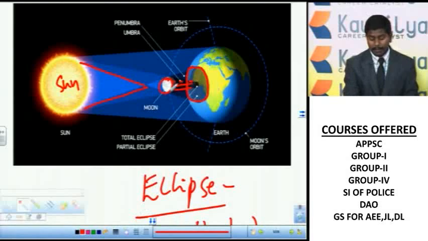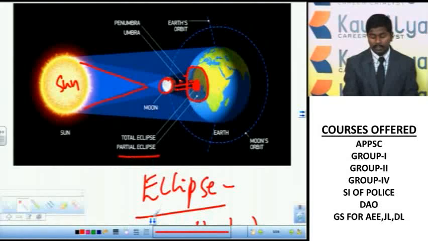Here the complete shadow region between the moon and the earth is called the umbra region, and here the partial darkness is called penumbra. Okay. So in the case of total eclipse, the complete shadow is here, a very limited portion of the earth is under shadow, but in the case of partial eclipse a more major portion of the earth is under shadow.